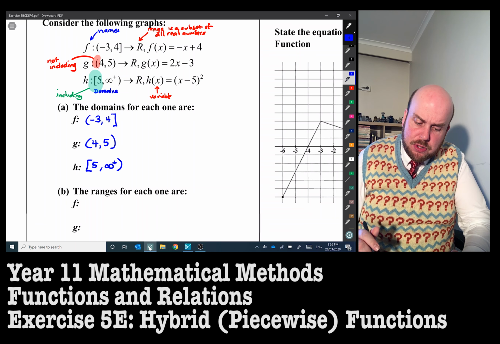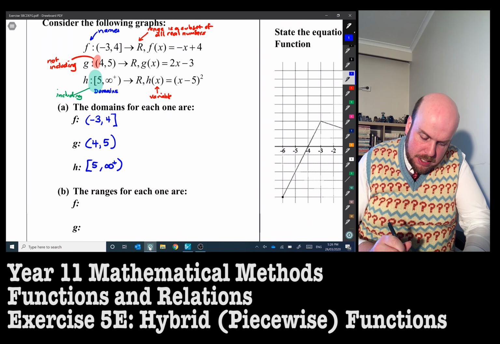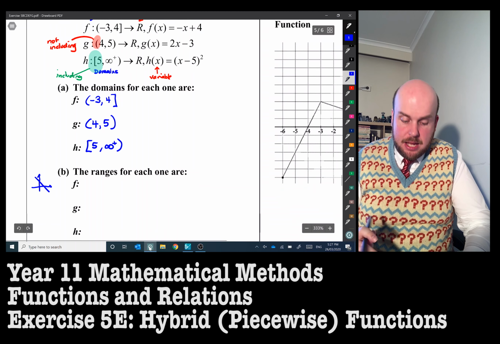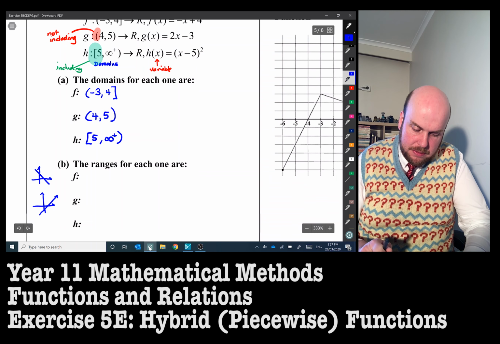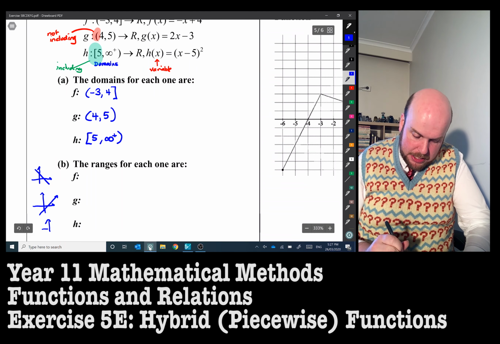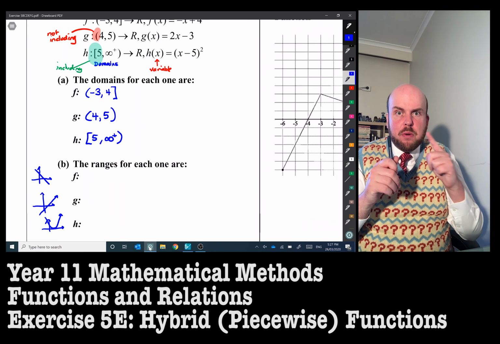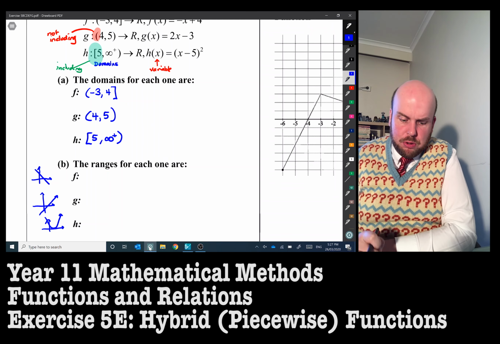It also would help us to know, just as a general principle, what the shape of each graph is. The first two, f and g, are both linear. So I know that the first one, for instance, -x plus 4, is going to look something like that. And then g, it's a positive linear graph, and it's going to look something like this. And h is a quadratic, and it's moved over to the right by 5. So it's going to look something like this. This will be very useful so I know where my ranges and things or the shape should look like.